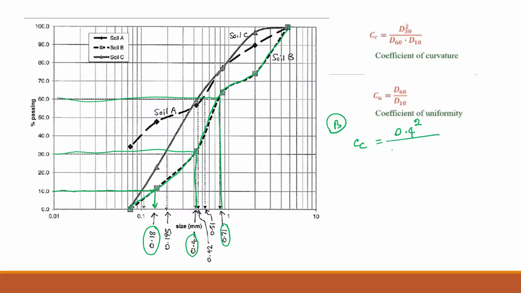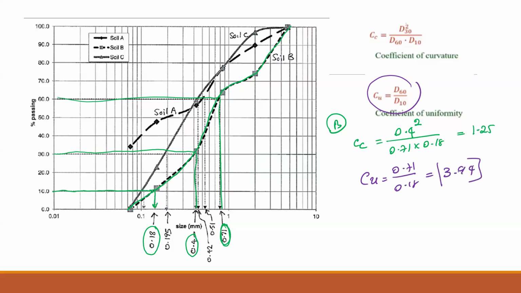D60 is 0.71, and this one times 0.18. So CC we can find it as 1.25. And then when we look at the CU, that will be this one, D60, which is 0.71 over 0.18, and that is 3.94. So let's take these two numbers. We'll do the B now.